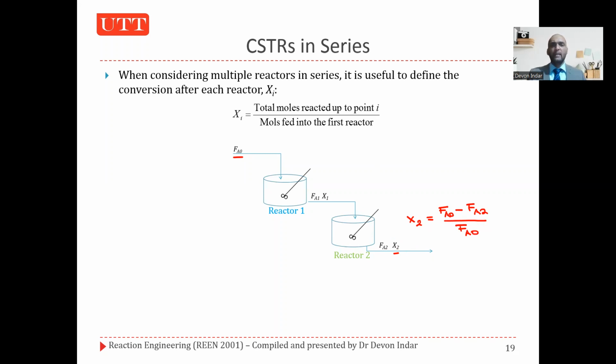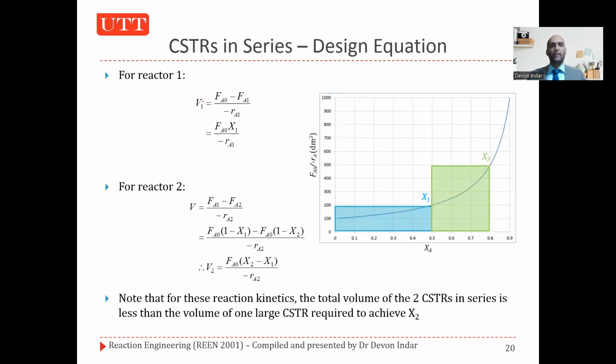In terms of the design equations for the CSTRs in series, well, for the first reactor, the design equation is pretty much what you saw from before. In this case, the input into the first reactor is FA0, and this is the output from the first reactor. This gives us this design equation for the volume of the first reactor.